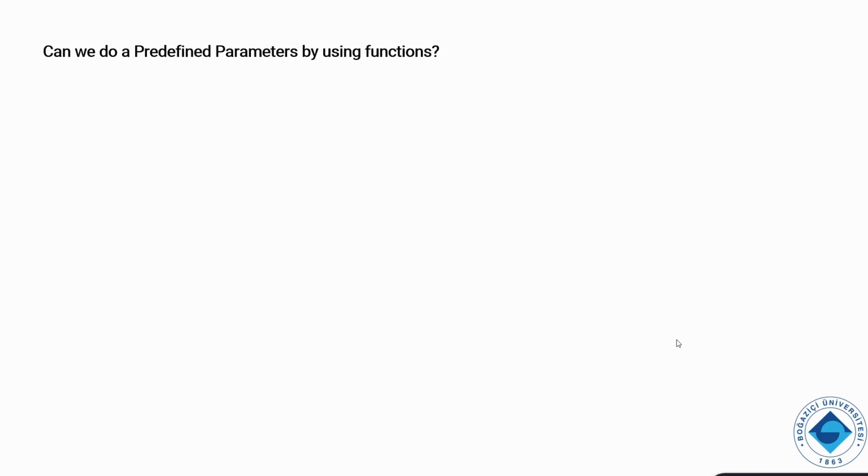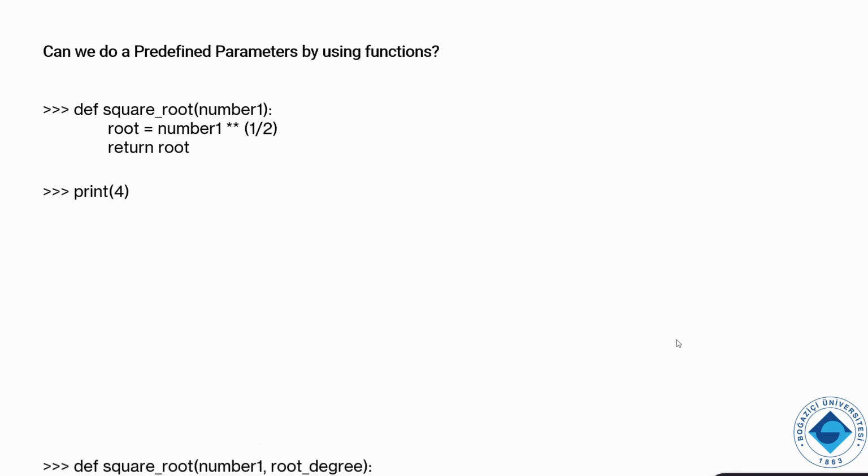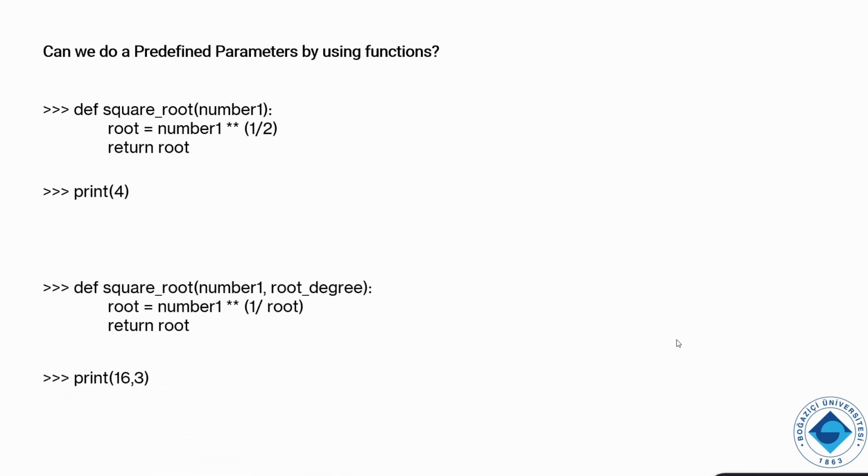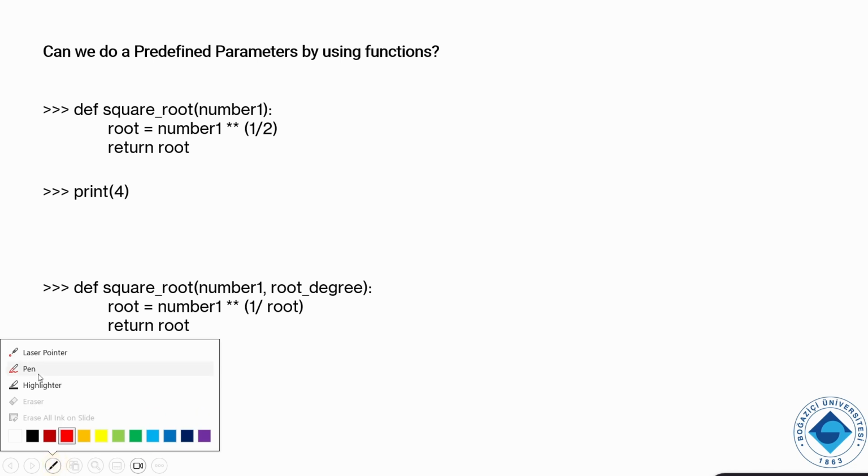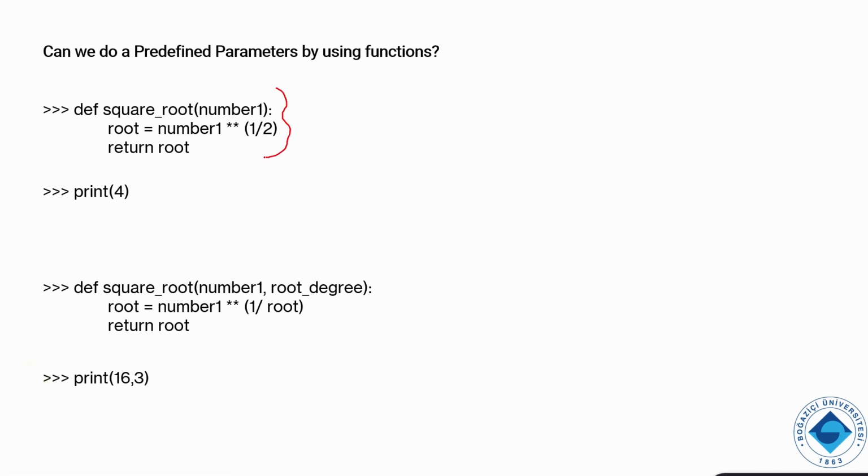So, can we make predefined parameters by using functions? Is the question. For example, in this example, we have a function here. This function calculates the square root of numbers. Then if I call my function, I should not write print, I should write print square underscore root and 4 to call my function.